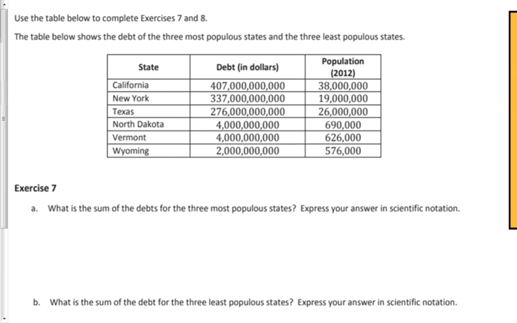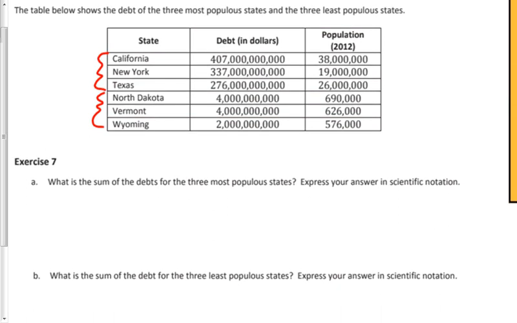Let's look at this first example, number 7. We have a table here with the 3 most populous states and the 3 least populous states. These are the 3 most populous states, and these are the 3 least populous states. Letter A asks: what is the sum of the debts for the 3 most populous states? Express your answer in scientific notation. Now, those are big numbers. We're looking at the debts, so let's write them all in scientific notation.